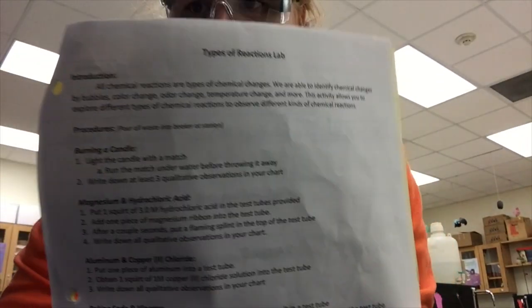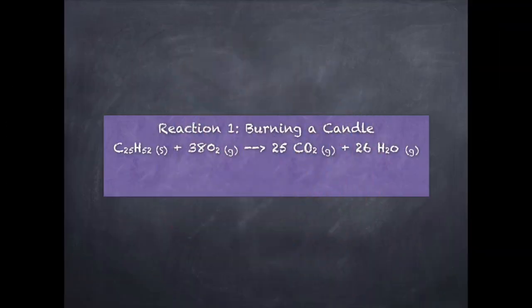So the first one, if we go to page number 13, okay, it's got the procedure. I'm going to get into the light. All right, so it's got the procedure. So it says, first thing, you want to burn the candle. So I'm going to light the candle with a match, run the match under water before throwing it away, and then I am going to write down at least 3 qualitative observations on my chart on page number 14.